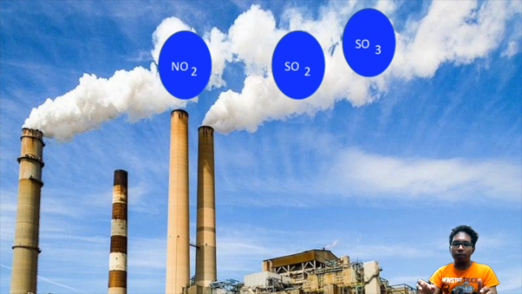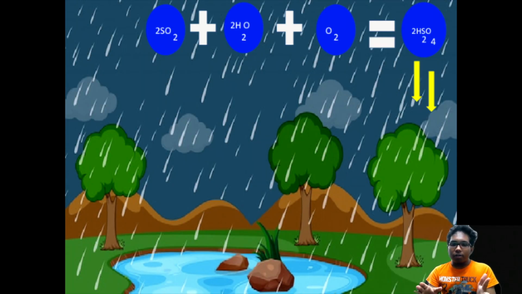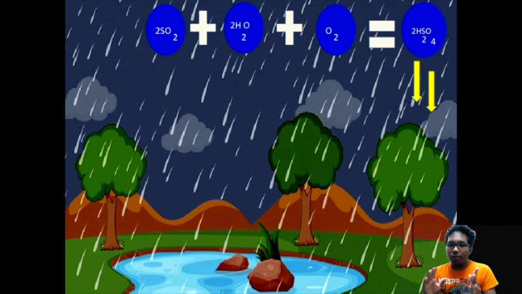We have a lot of factories, power plants and vehicles burning fossil fuels every day and emitting poisonous gases like sulfur dioxide, nitrogen dioxide and sulfur trioxide etc. in the air. Now, when it rains, these gases react with water and oxygen and produce various acids like nitrous acid, HNO2, sulfuric acid, H2SO4, sulfurous acid, H2SO3. These acids come down to Earth's surface through rain and cause many damages.